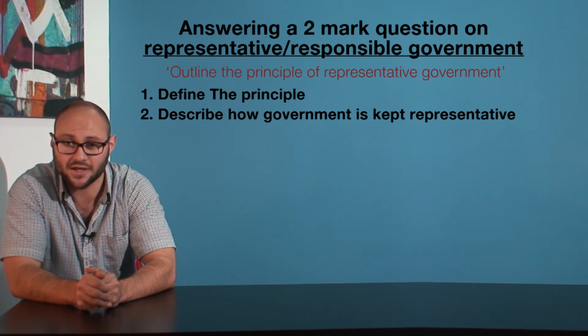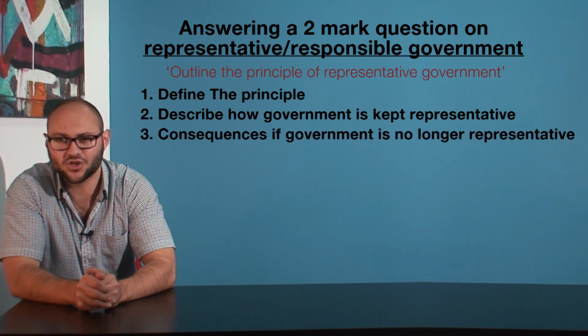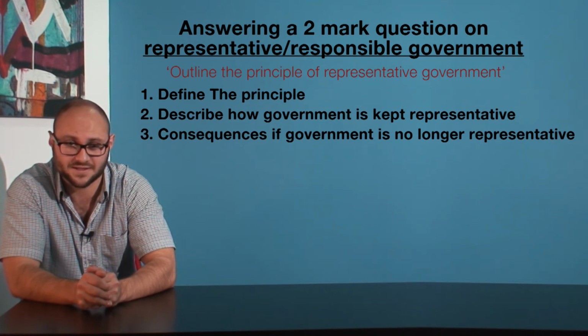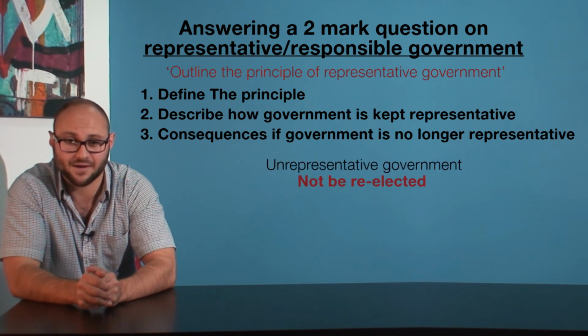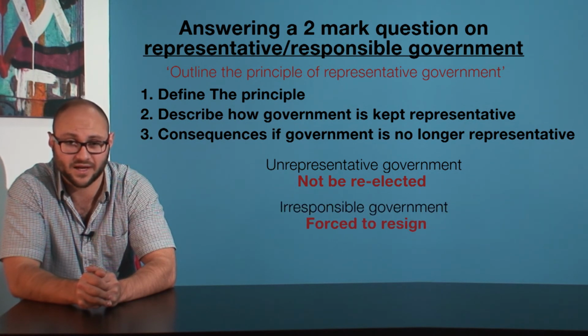Secondly, you should discuss how a government or MP is kept representative or responsible. For instance, regular elections are held to ensure that a government and its MPs are representative of the people. Finally, you should state what the consequences are if a government or MP is no longer representative of or responsible to the people. An unrepresentative government will not be re-elected come election time, whereas an irresponsible government will be forced to resign.